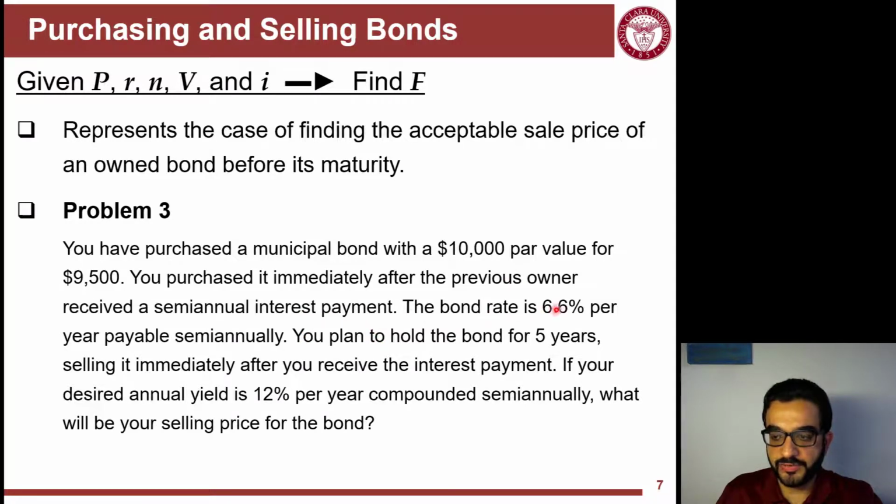The bond rate is 6.6% per year, payable semi-annually. So again, another confusing rate here, so we have to fix that. You plan to hold the bond for 5 years, selling it immediately after you receive the interest payment. So you will keep it with you for 5 years. If your desired annual yield, or the time value of money here, is 12% per year compounded semi-annually, we have to deal with that rate here. What will be your selling price of the bond? So meaning that you're selling it, you're not keeping it to the maturity end.